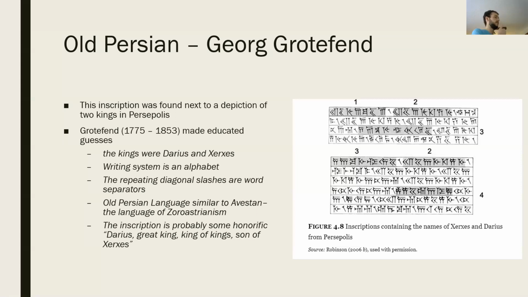Also, Grotefend made an assumption about what the inscription would probably say if it's near a depiction of a set of kings. So he assumed it probably said something like Darius, great king, king of kings, son of Xerxes. So that gave him an indication as to what the whole text may say. So based on these kinds of assumptions, Grotefend could make some educated guesses as to what this text means.